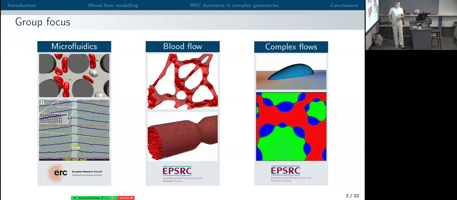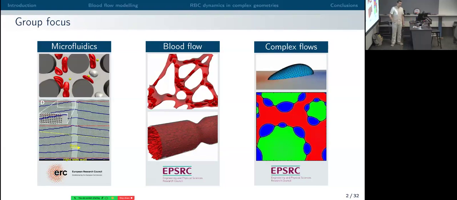In the middle, blood flow. So this is about blood flow in realistic geometries, unlike microfluidics on the left-hand side, which is more focused on in vitro geometries, where you have artificial geometries. And I will focus today much more on the column in the middle, blood flow.